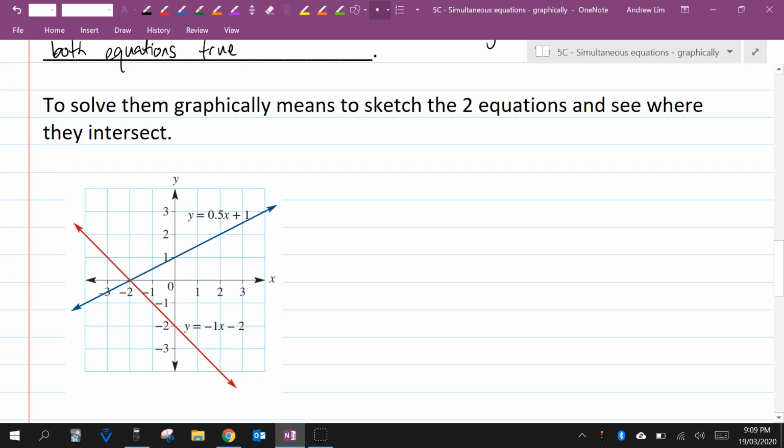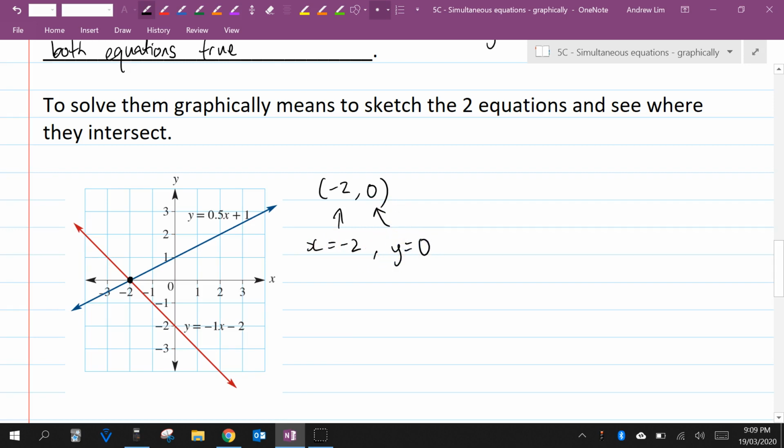So here we've got two lines. We've got y equals minus 1x minus 2, that's the red one. And we have y equals half x plus 1, that's the blue line. So where they intersect, that is the solution, or the simultaneous solution to these equations. So they intersect at minus 2, 0, which means that x is minus 2 and that y is equal to 0.